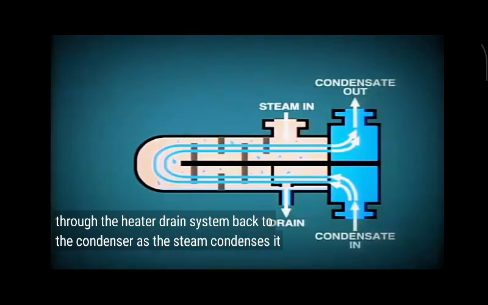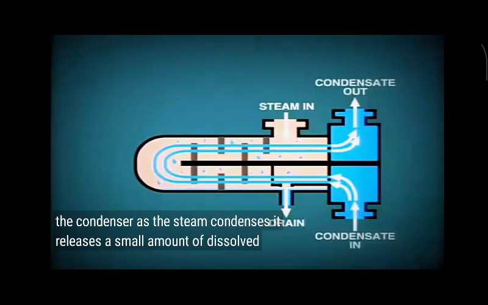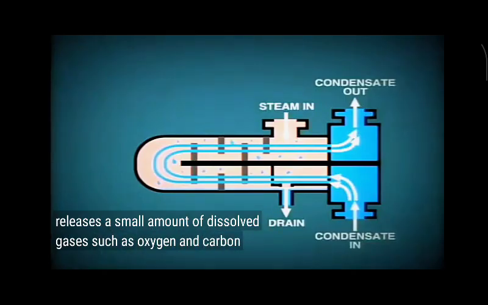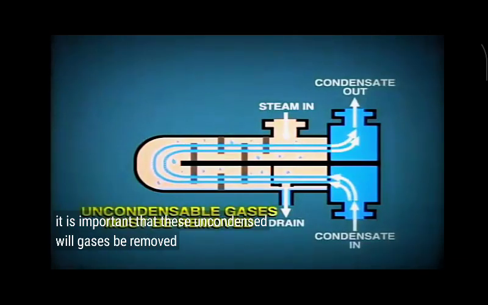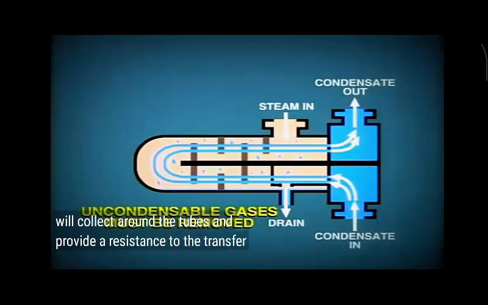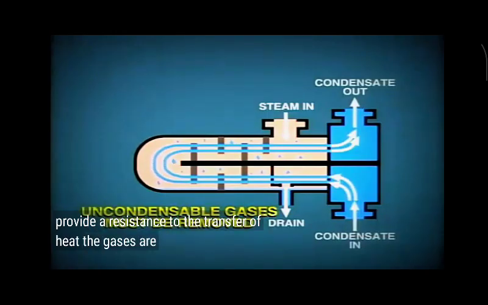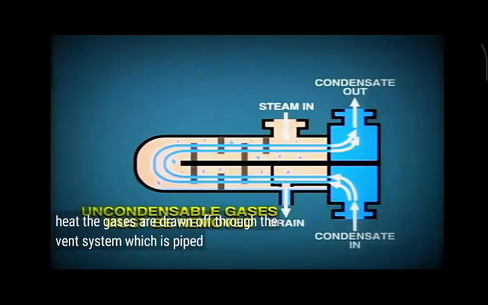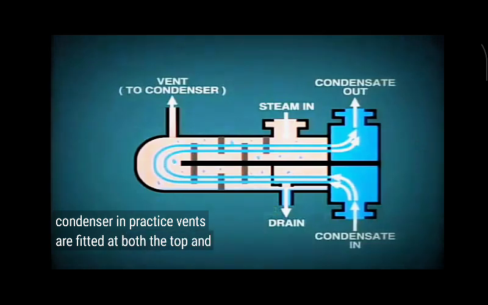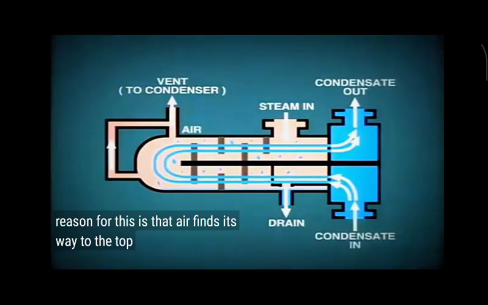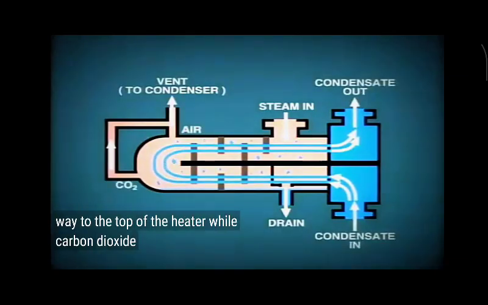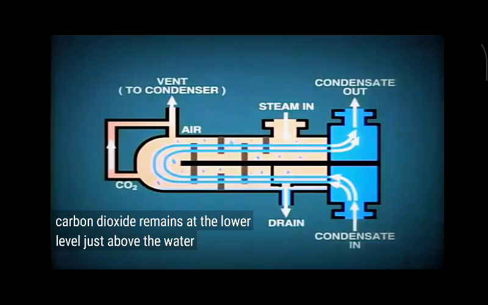As the steam condenses, it releases a small amount of dissolved gases such as oxygen and carbon dioxide. It is important that these uncondensable gases be removed, otherwise they will collect around the tubes and provide a resistance to the transfer of heat. The gases are drawn off through the vent system, which is piped back to the condenser. In practice, vents are fitted at both the top and intermediate level of the heater. The reason for this is that air finds its way to the top of the heater, while carbon dioxide remains at the lower level just above the water level.